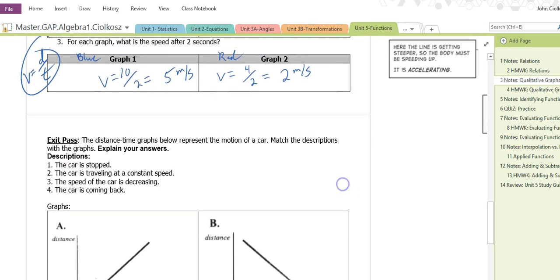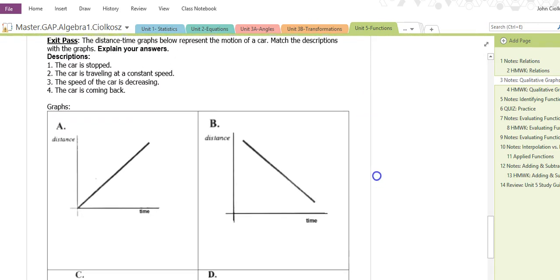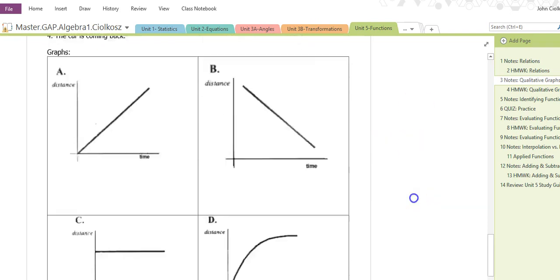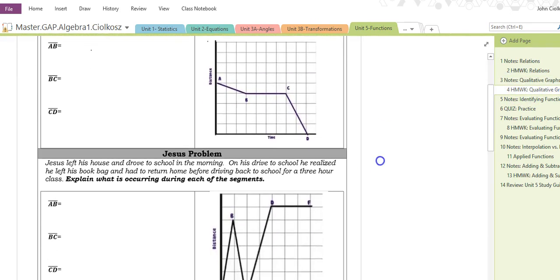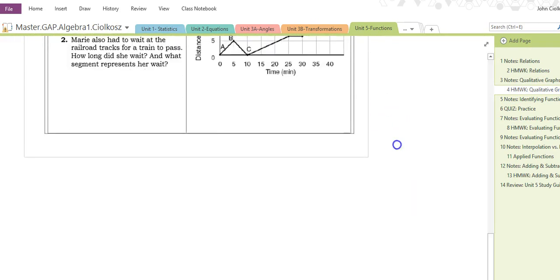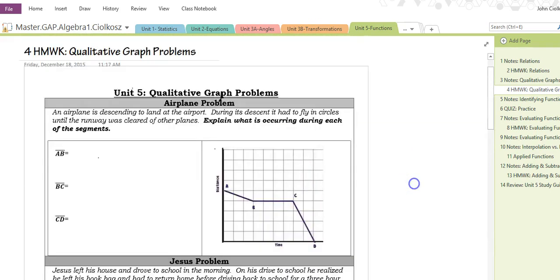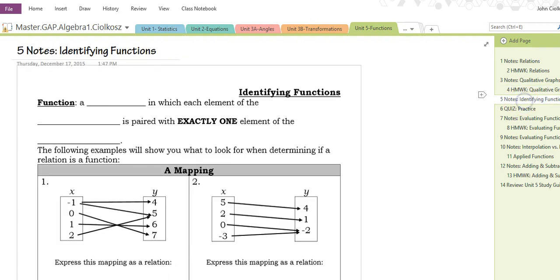So what I want you guys to do here to finish up notes 3 is go ahead and try out this exit path. So match up those 4 descriptions with the graphs that go with them. What you'll be doing next is working through homework 4. So you're trying all of these problems. Once you've completed that, you'll move on to 5 for some more notes.